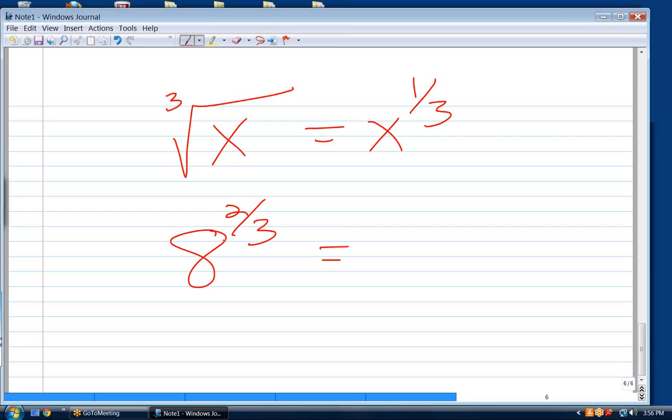When you have a number to a fractional exponent, what it means is it's the cube root of 8 squared, or the cube root of 8, and then the answer squared. And always do the denominator first on these problems. And you'll see why. What's the cube root of 8? Cube root of 8 is 2. And 2 squared?